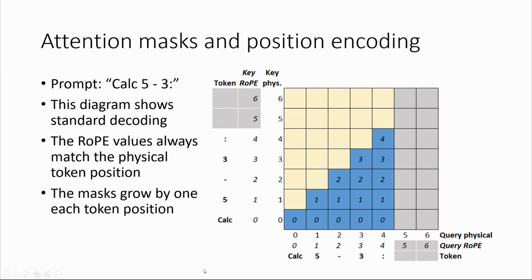But before we go there, any questions about what we're seeing here? This is our input, calculate 5 minus 3 colon, and we're showing explicitly what you as a user usually don't see: the rope embeddings for each token and the mask that's being applied to say which keys each query is allowed to see. All right. Going to move on.